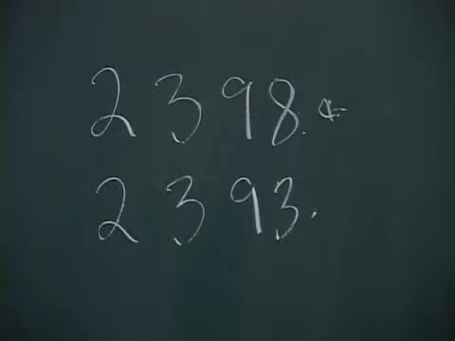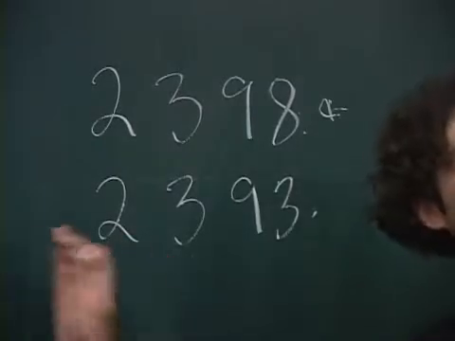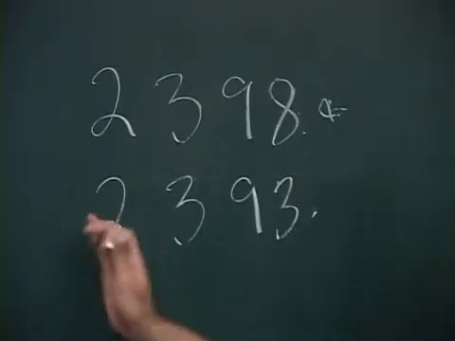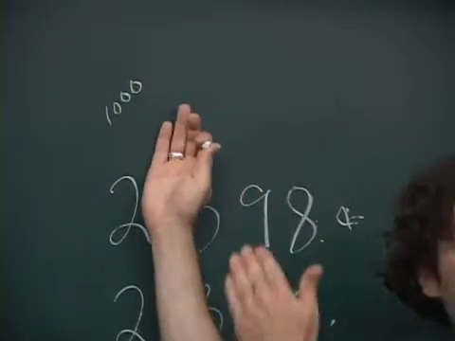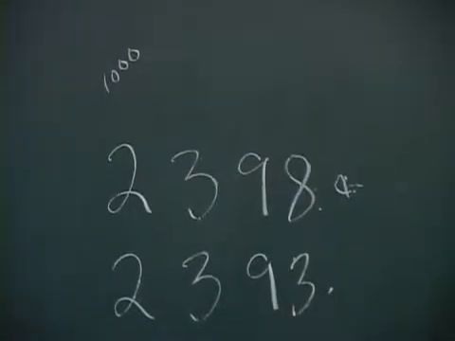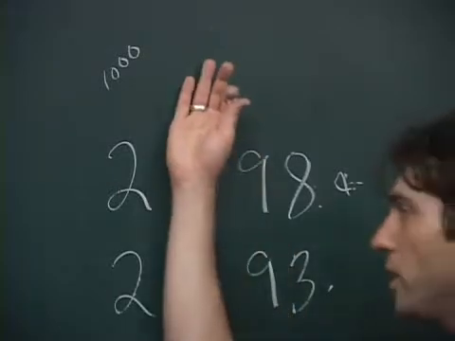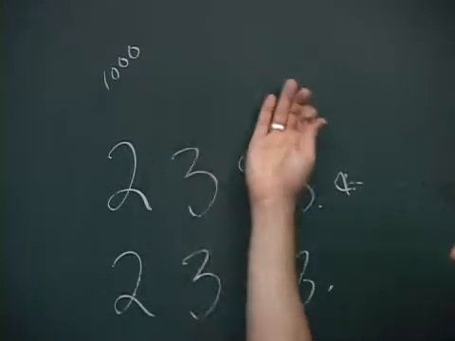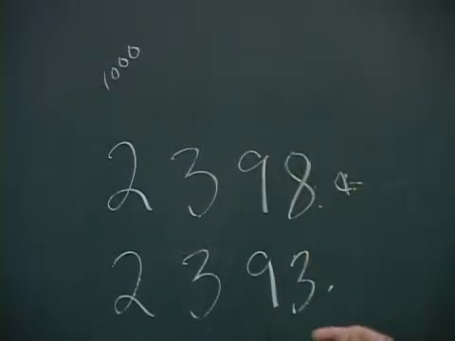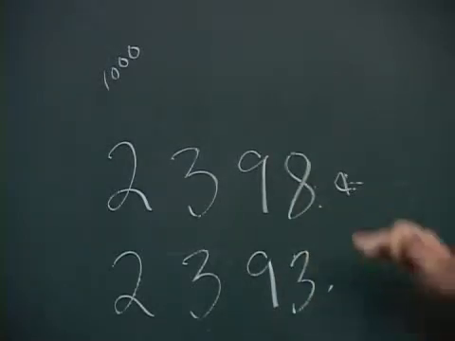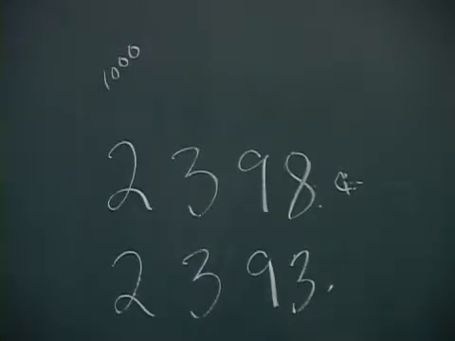So what you want to do when you look at numbers with many digits, you start at the greatest column, which here is the thousands, and you look until you find a number which is different. So here it's the same. The hundreds are the same. The tens are the same. But here in the ones, this number is greater than this one.